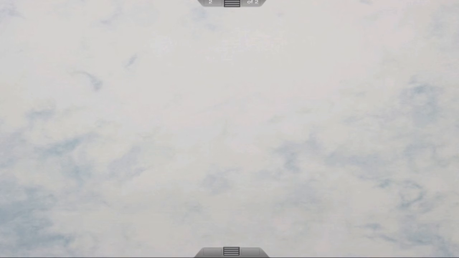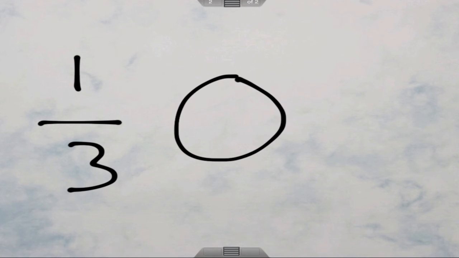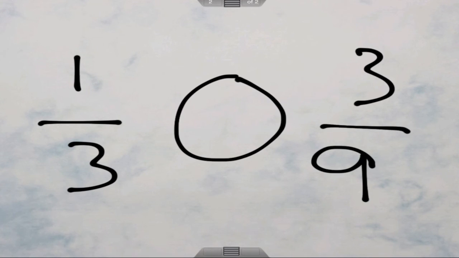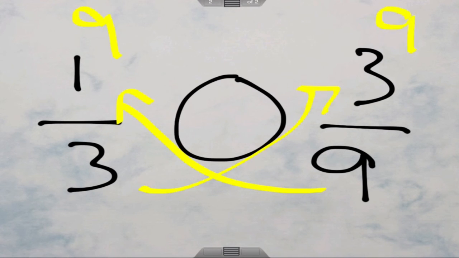Okay, one more. So let's say I have 1/3 and I have 3/9. I look at it and I do 9 times 1 is 9. 3 times the 3 is 9. If you notice, they're both the same. So if they're both the same, it's equal to. So 1/3 is equal to 3/9.